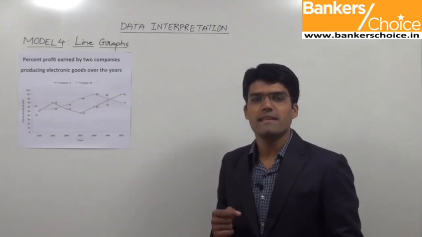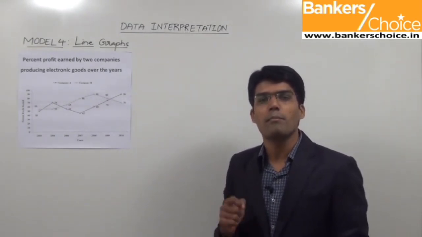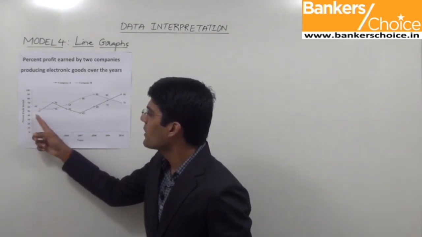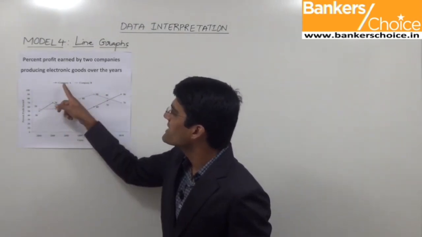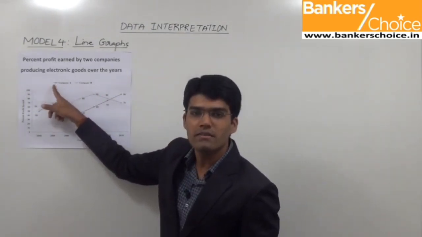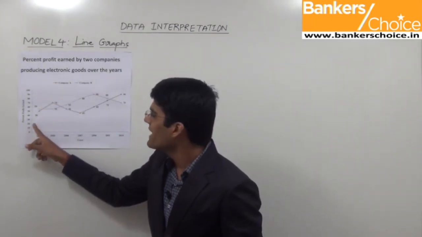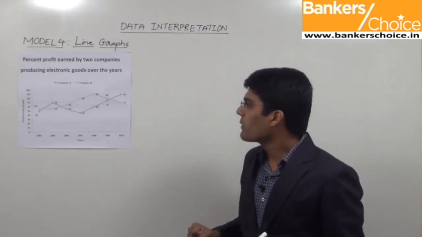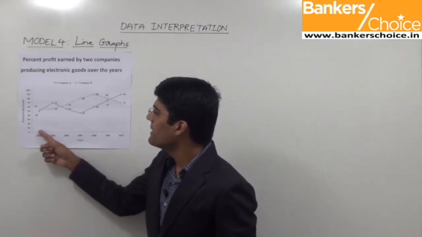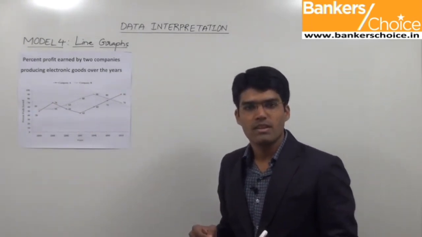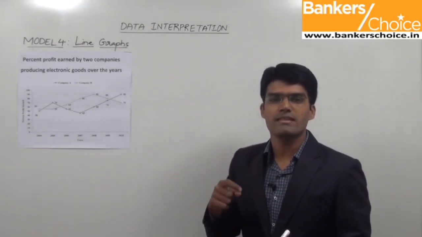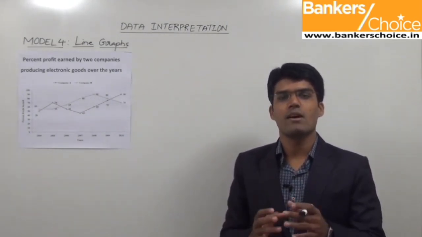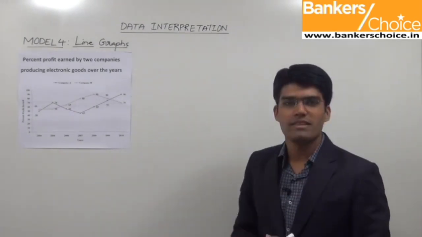For example, let's say we have to see what is the percent profit of company A in 2004. Now in 2004, we have two values here. One is 50, the other is 55. But since company A is represented by the line which has got squares on it, we can say that 50 is the percent profit of company A in 2004. Likewise, the percent profit earned by company B in 2004 will be 55. So the line which goes along with squares is that for company A, and that with triangles is for company B. Let us now take the various examples that have been asked with this graph.